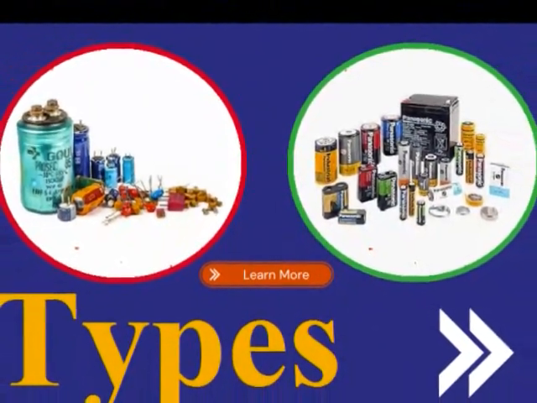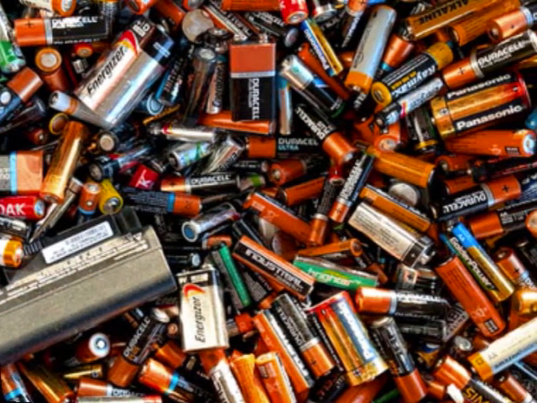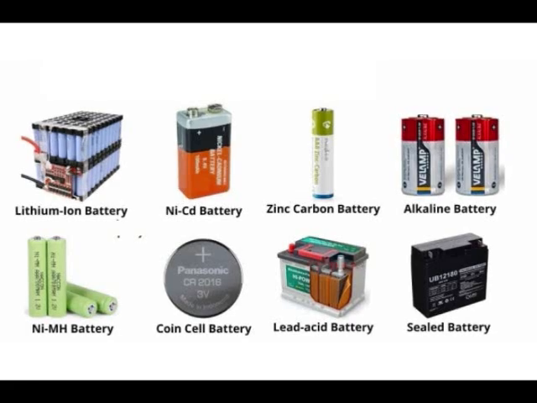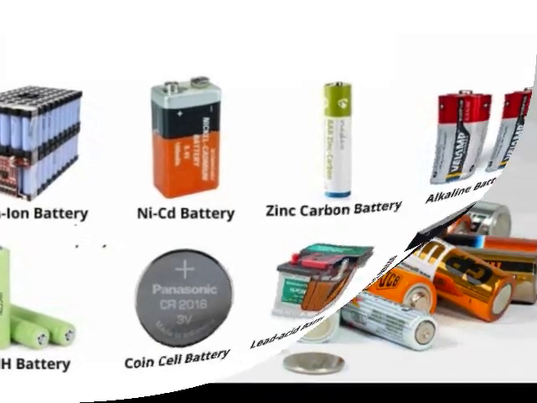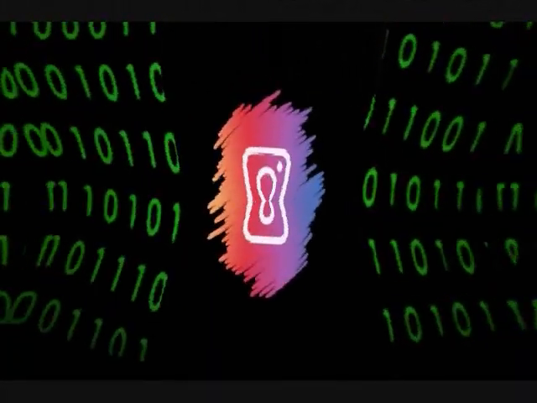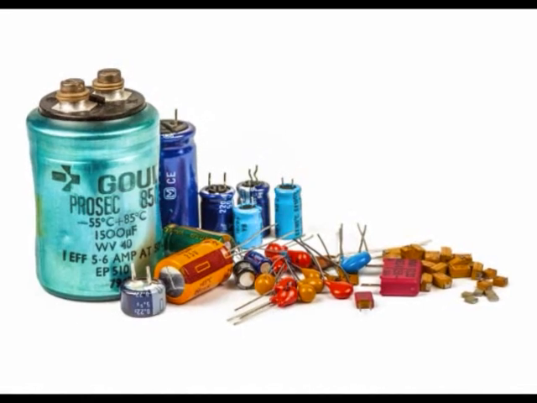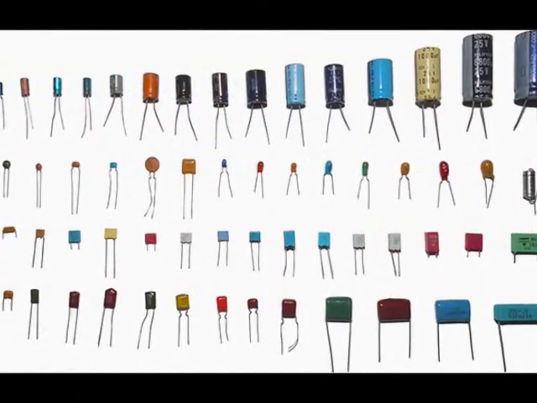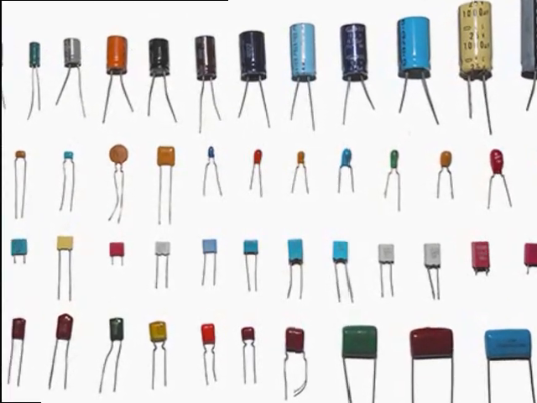Types. Different types of batteries including lead acid, alkaline cells, lithium, nickel cadmium, silver oxide cells, zinc air cells, carbon zinc cells, lithium ion, nickel metal hydride, etc. Capacitors are made in various types, including ceramic, electrolytic, supercapacitor, tantalum, electrochemical, film capacitor, etc.